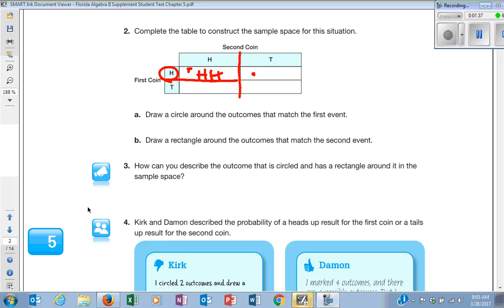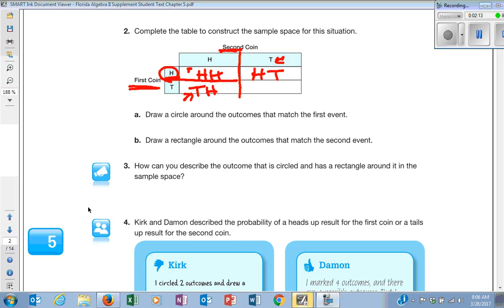Guys, organized means that there is an order to this. You can't just throw out T because you see T first. What does this say right here? First coin. So that means that I have to put what first? H. What does this say right here? Second coin. Now let's try this box right here. What is my first event that's happening? Tails. What is my second event that's happening? Heads. Does that make sense?